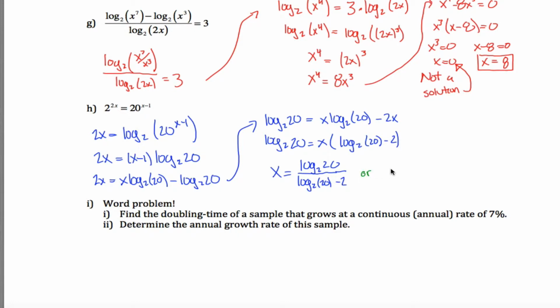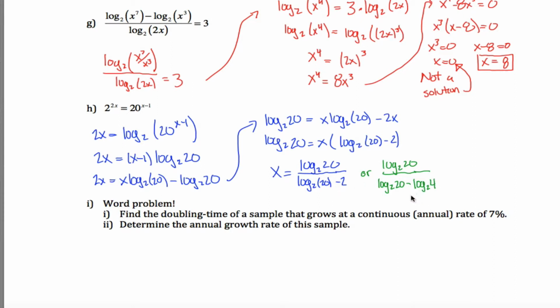Or, let's see, this is the log base 2 of 20. And down on the bottom, this is the log base 2 of 20. And negative 2, well, I could write that as minus the log base 2 of 4. Why would you write 2 as log base 2 of 4? Well, we agree that 2 is the log base 2 of 4, yeah?